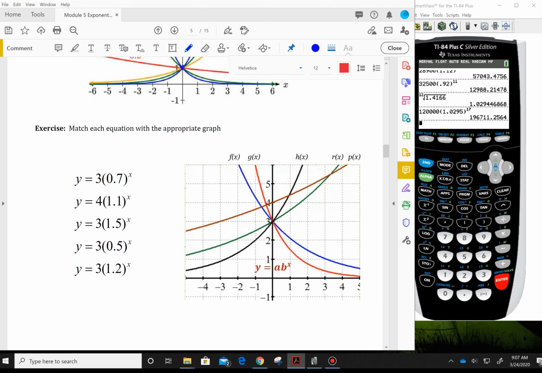To explore this a little more, I have several functions here. I think there's 5 of them and 5 different graphs. And I'd like to take a moment to give you the opportunity to match each of these graphs. So if you could, please pause the video and take a moment to determine which equation describes which of these functions, f of x, g of x, h of x, on the graph here. After you've taken a moment to think about it, unpause the video and come back so you can see my solution.